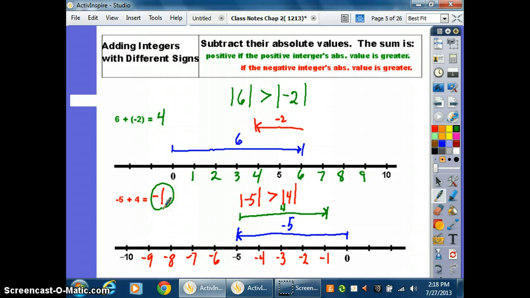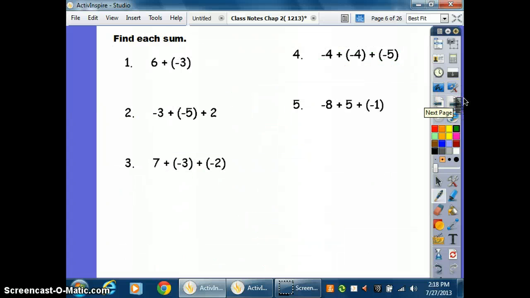All right, let's do it without the number line. The signs are different on number 1, so we subtract. 6 minus 3. Now let's think about the sign. Do we have more positives? Yes. 6 is bigger than negative 3 in absolute value, so the answer is positive 3.